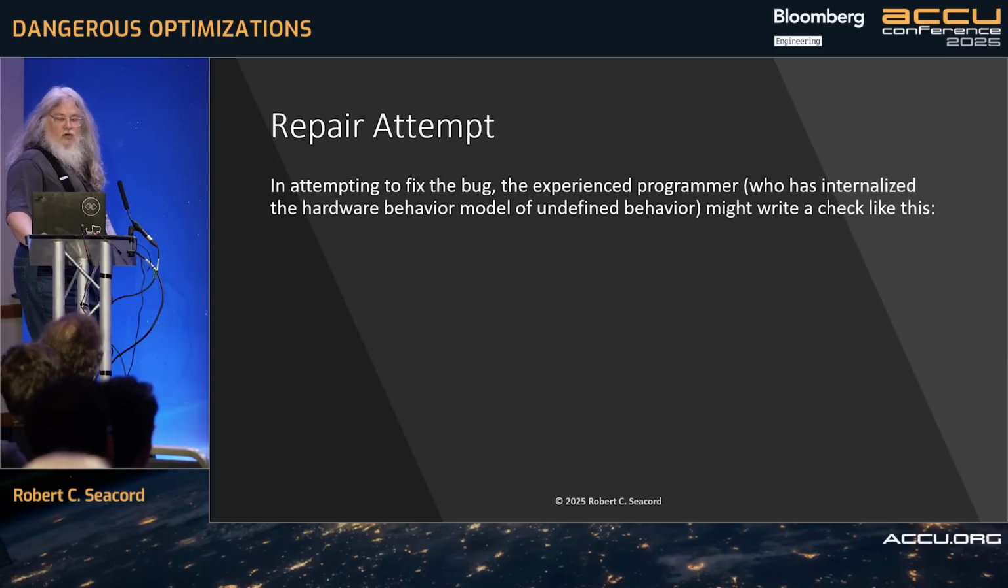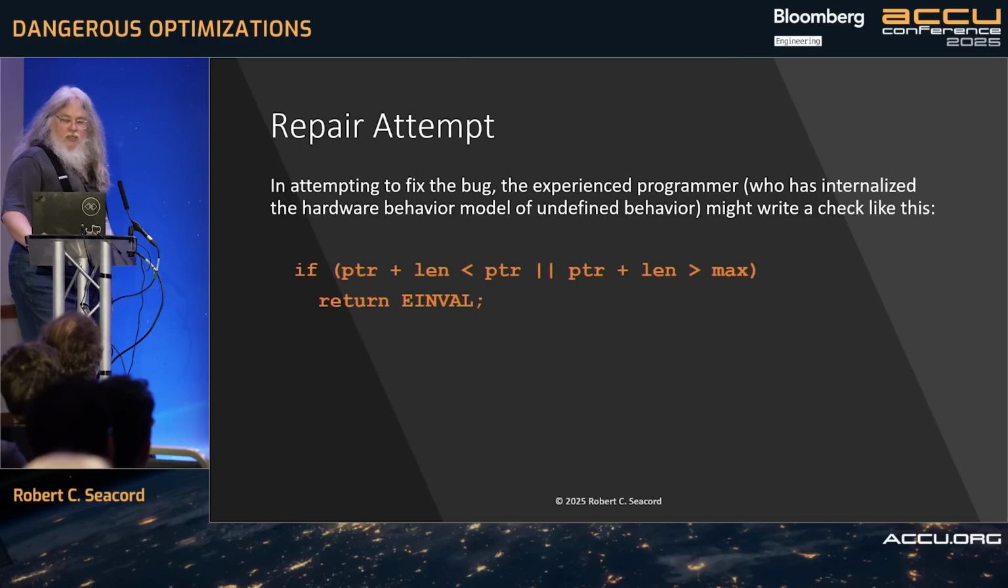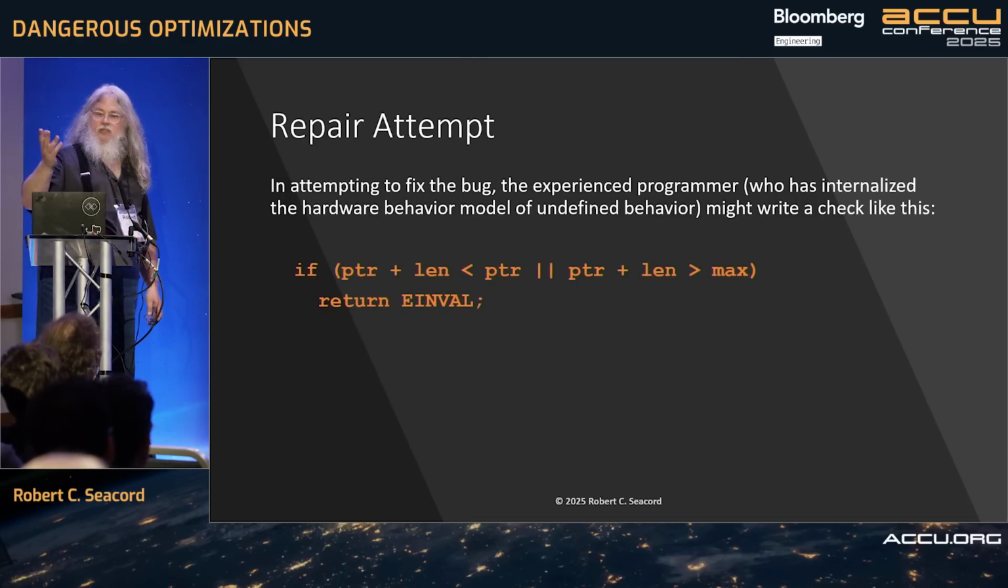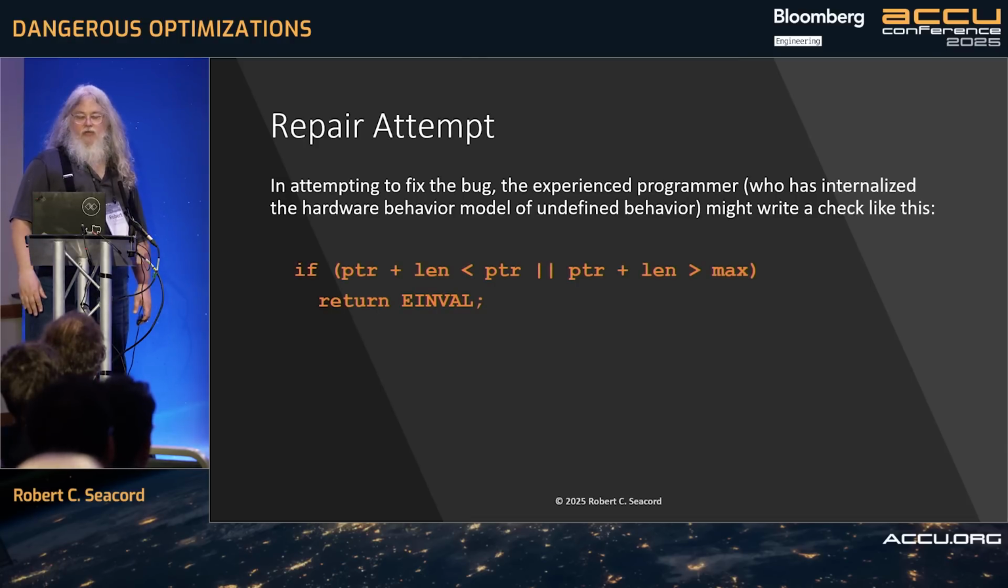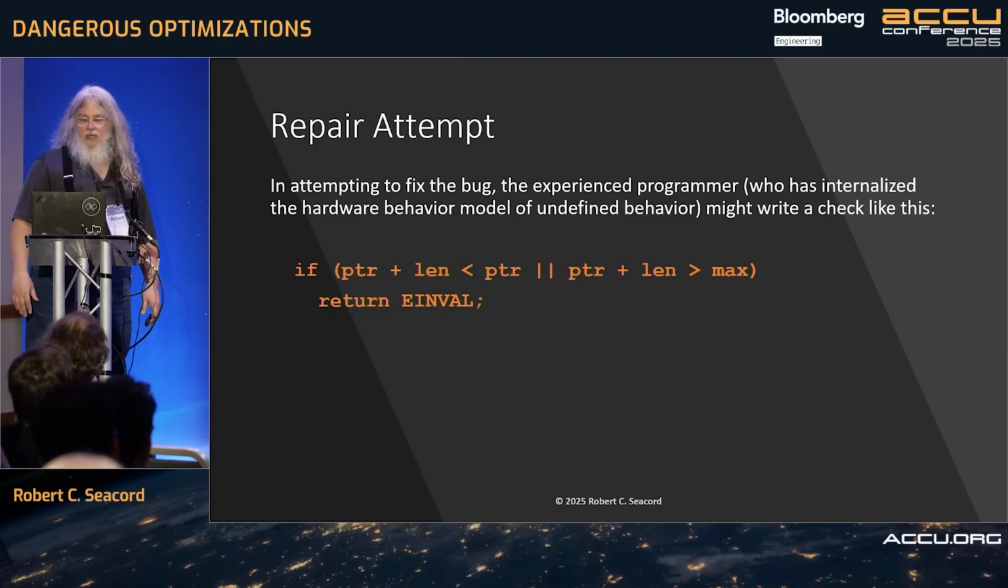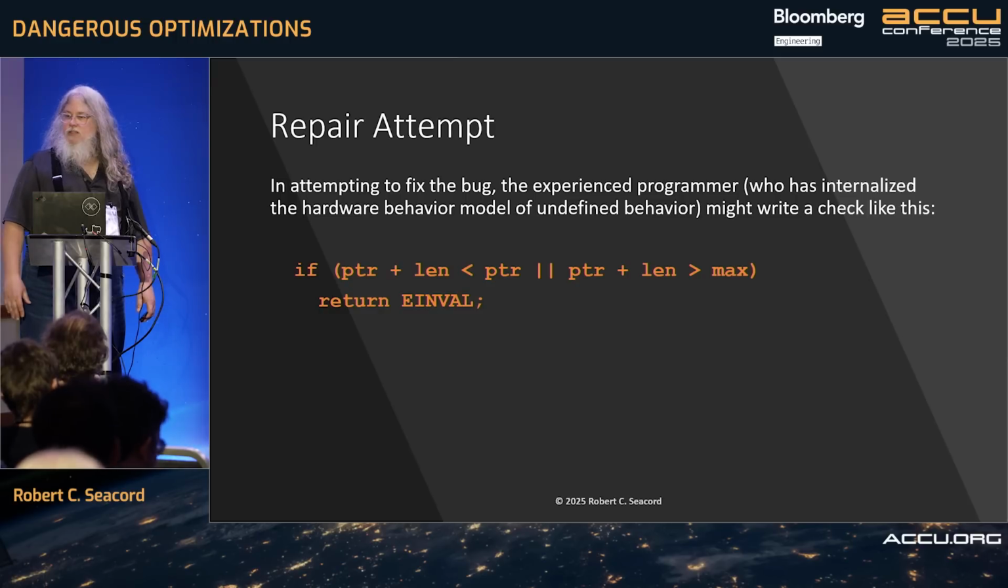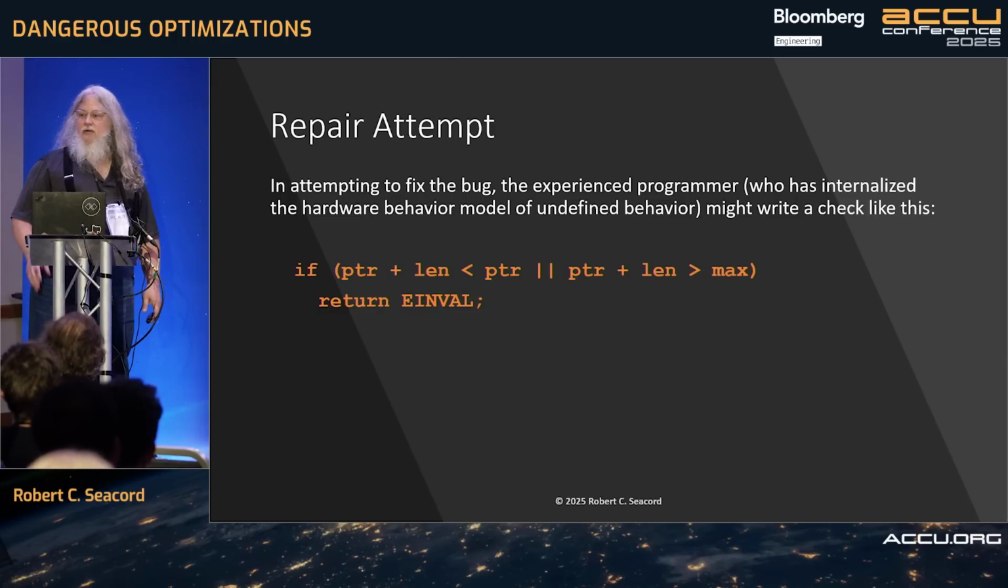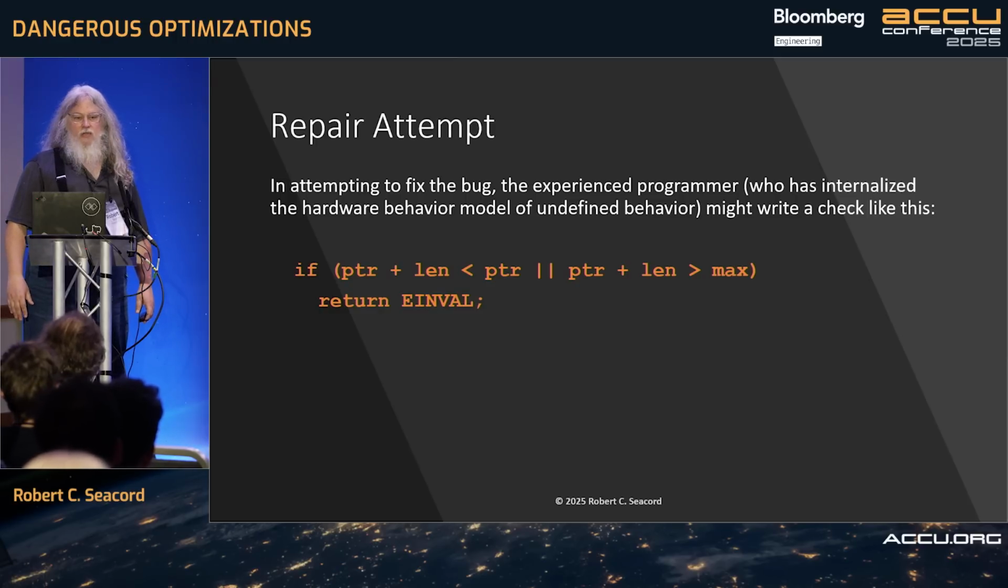So an experienced programmer who's internalized the hardware behavior model of UB might write a check that looks like this, right? So this is the old experienced people. And when you're trying to make an argument to the C committee, you might say, it's a pretty common error for programmers to make this mistake. And the C committee, generally speaking, just doesn't care about inexperienced programmers, not at all.